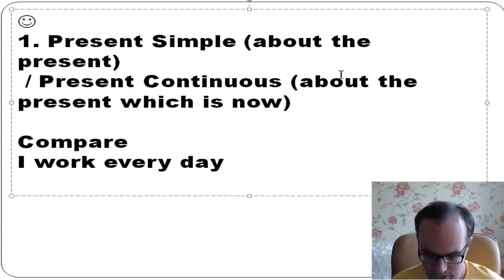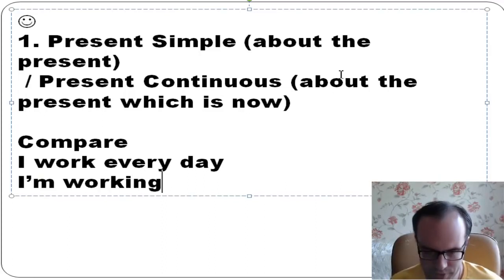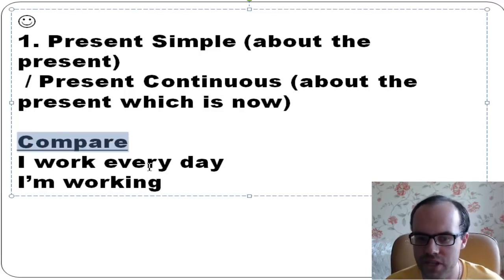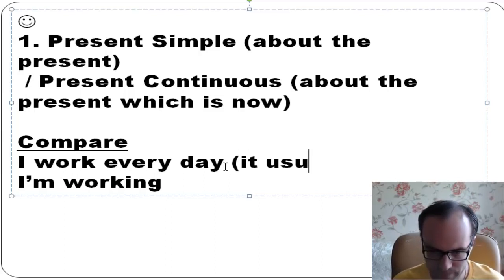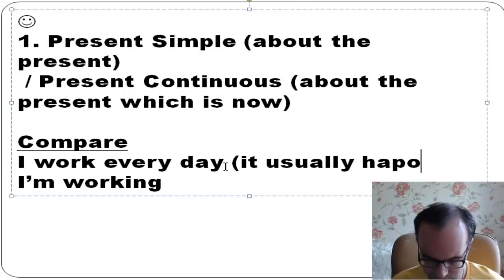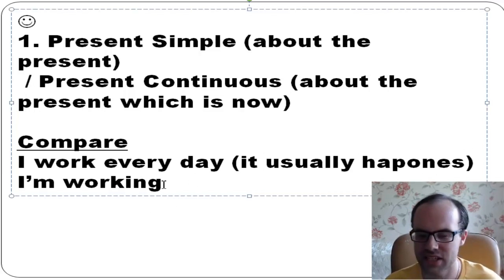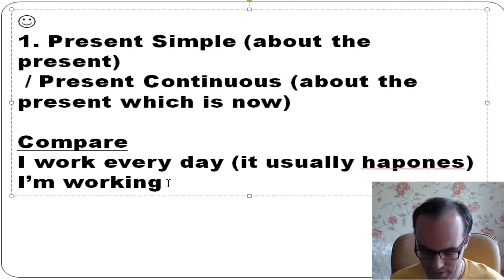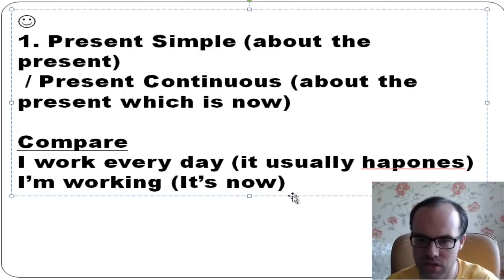I work every day, and I'm working. So you see, every day means that I worked yesterday, I worked the day before yesterday, I will work tomorrow, I'll work the day after tomorrow, and so on. So it usually happens. And if you say I'm working, it means it's now.